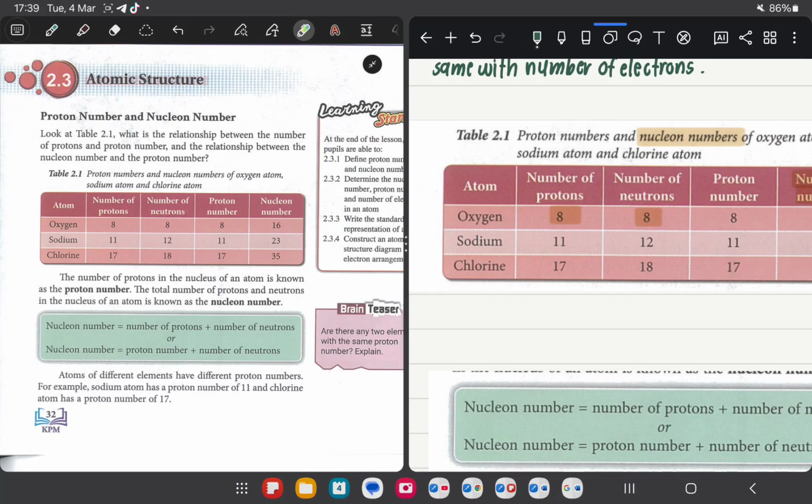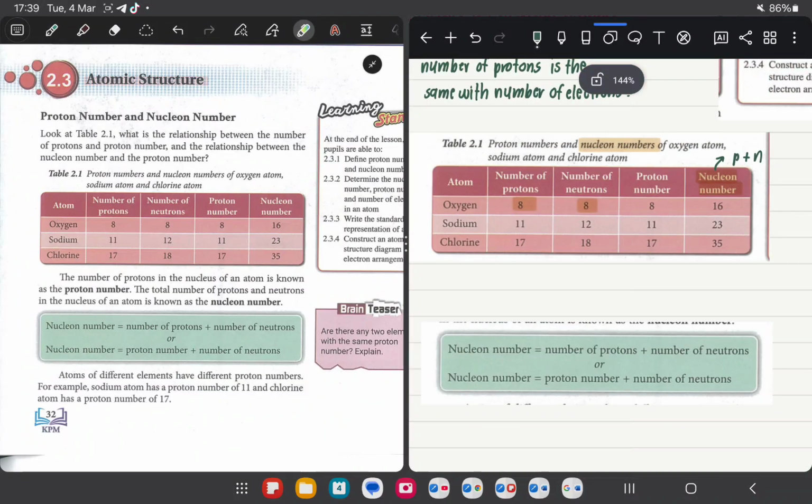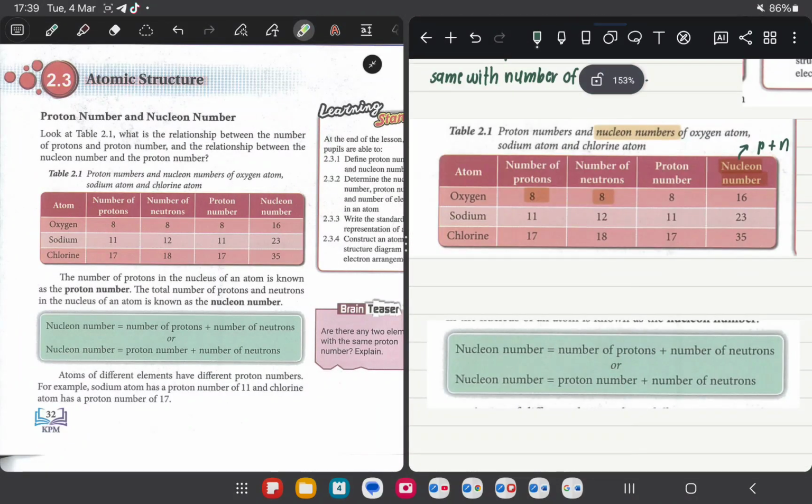Same goes for the chlorine atom. They have 17 protons. How do I know they have 17 protons? You see in your periodic table, the proton number for chlorine is 17, and they have 18 neutrons. So I add both of them, I get 35. So that is the nucleon number. I repeat again, nucleon number is not the same as number of neutrons. They are different things. Nucleon number is total protons plus neutrons. Make sure you understand that. Watch again if you don't understand.